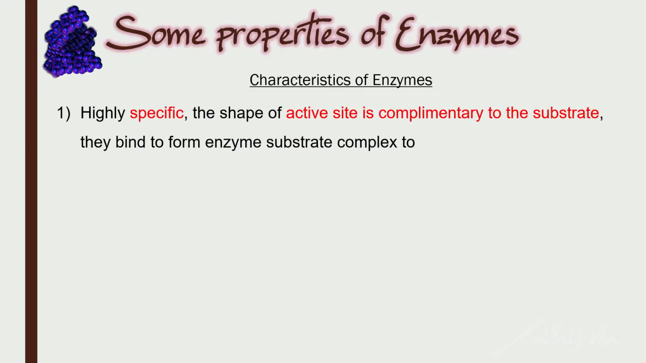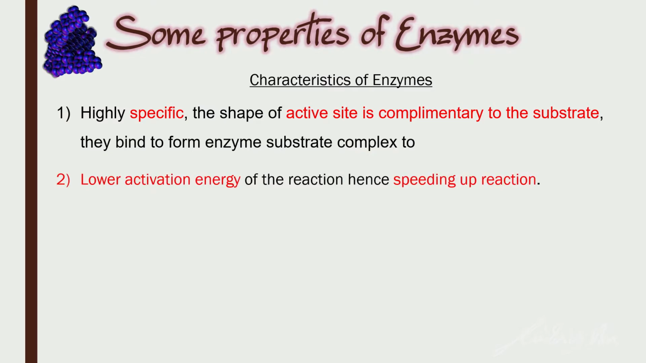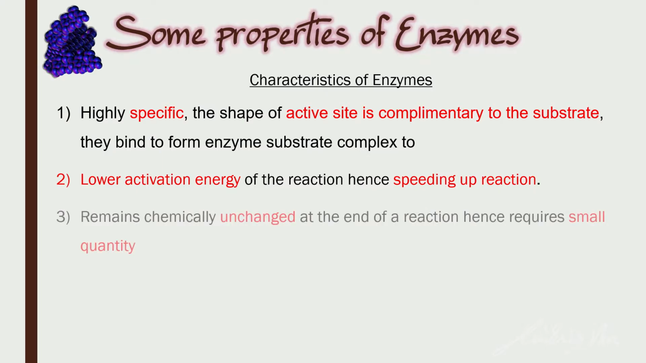So here are some properties of enzyme. Enzymes are highly specific. The shape of its active site, we will touch on what the active site is later on, is complementary to the shape of the substrate. This will allow enzyme and substrate to bind to form an enzyme-substrate complex to lower the activation energy of a reaction, hence speeding up the reaction. We will also highlight what activation energy is later on. An enzyme remains chemically unchanged at the end of the reaction, hence they are only required in small quantity.